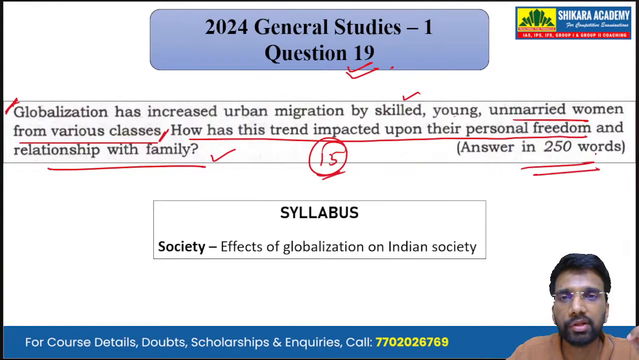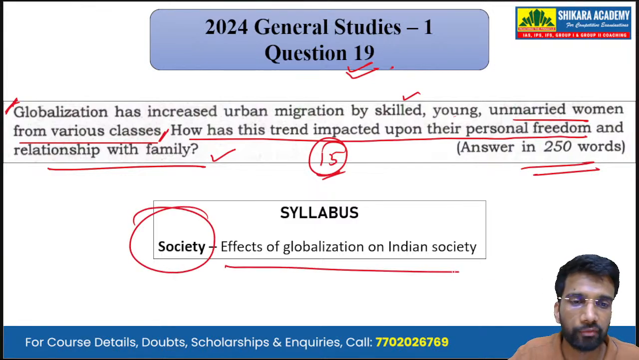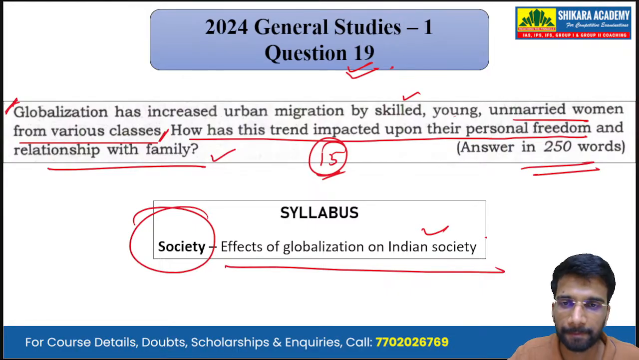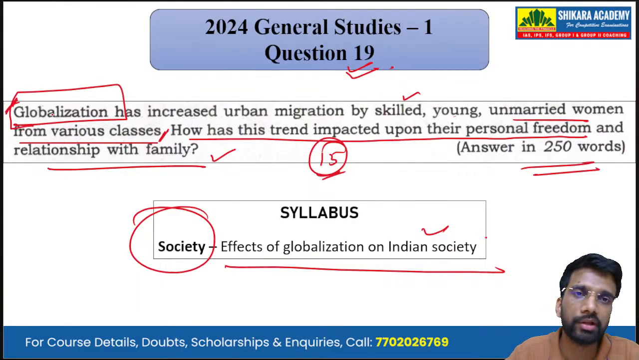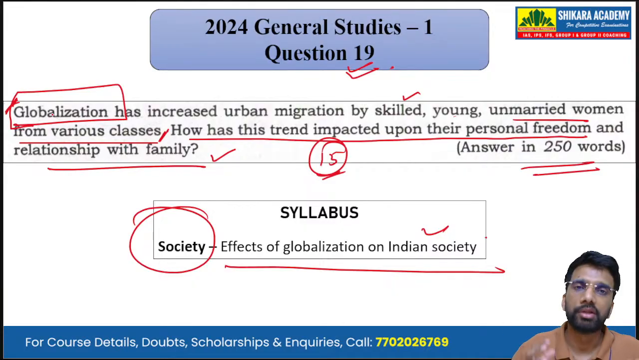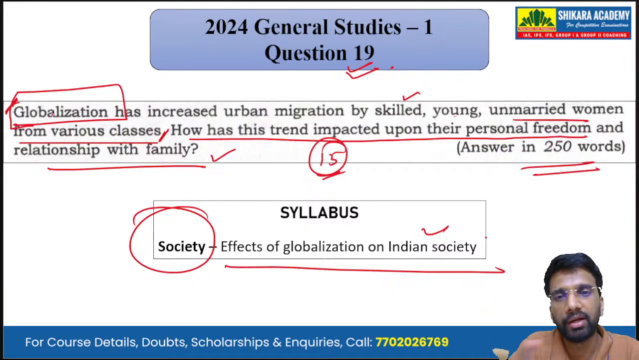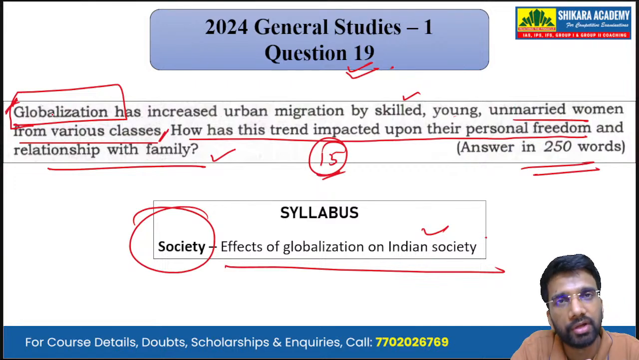So, mapping it with the syllabus, we can see that it has been asked from the subject of society. That is the topic effect of globalization on Indian society. So, it is asking about globalization, and how, because of globalization, there has been an urban migration of skilled young unmarried women. They are migrating from the small towns and rural areas to these large urban centers, and how this trend has impacted her personal freedom as well as her relationship with her own family.